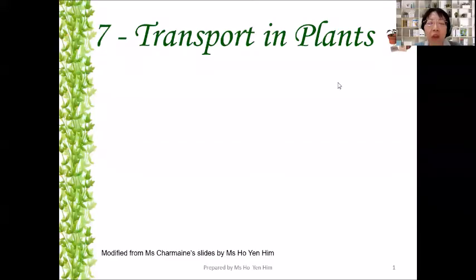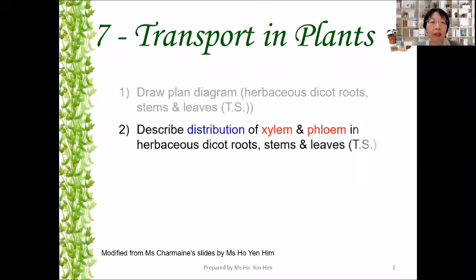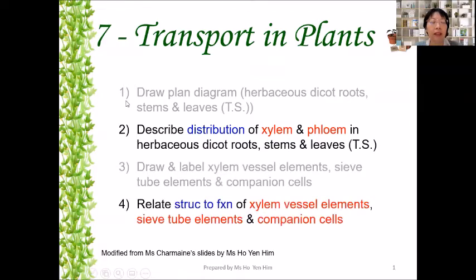Okay, so we're going to look at transport in plants. As a chapter, new chapter here. What are the things you're going to cover according to the syllabus? These are the learning outcomes. The ones we're going to cover today are the ones in darker color. The gray ones we will do during the practical session, when we have the opportunity to go to the lab.